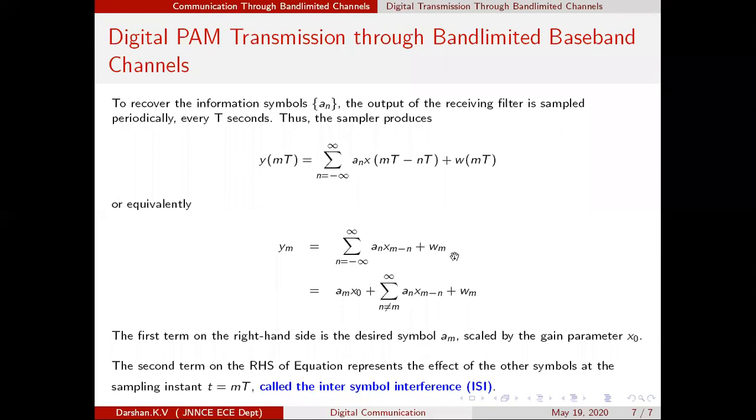We will stop over here and continue in the next class, where we will understand the concept of inter-symbol interference. Till now, I have given you just the block and the signal flow: what happens when you start transmitting and receiving the signal, and what happens when you sample the signal. Later we will further analyze the received signal, and we will conclude with the concept of inter-symbol interference in the next class.